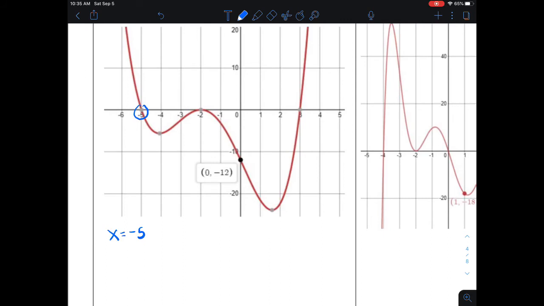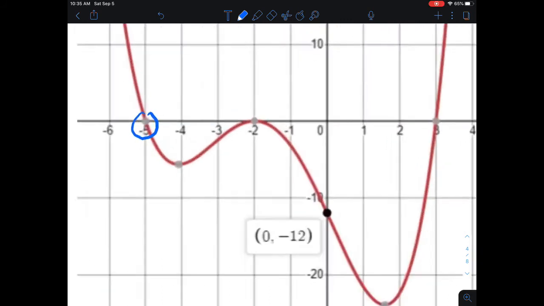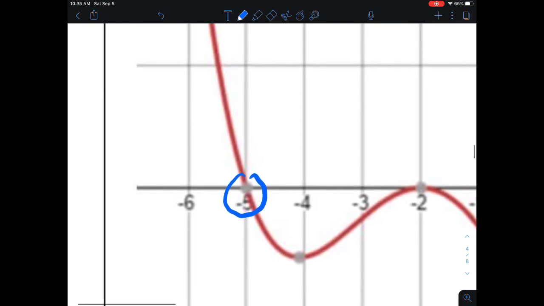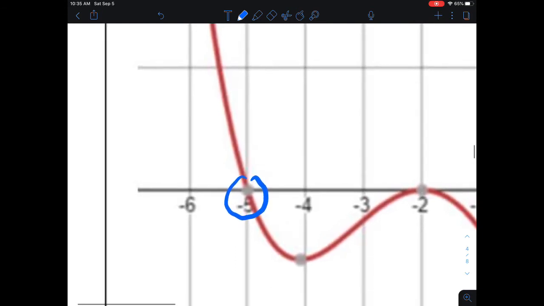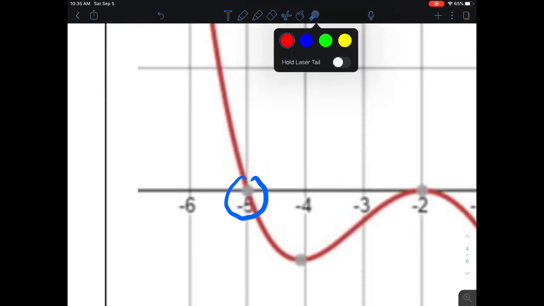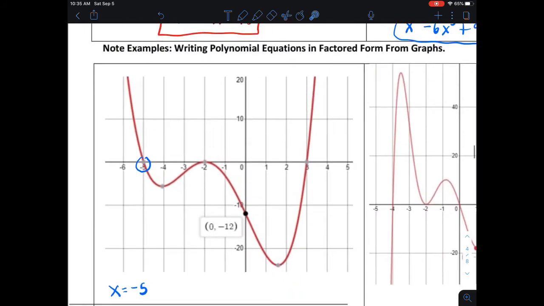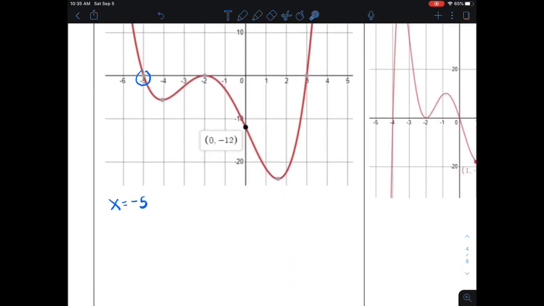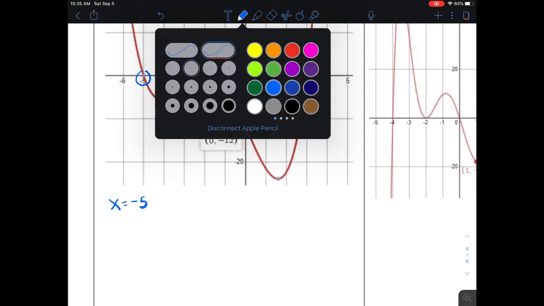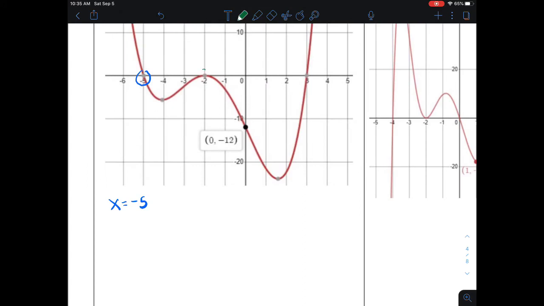Now, the multiplicity of that 0. If I was able to zoom way in on that 0, notice how the more you zoom in on that 0, the graph passes straight through. It starts to resemble a line. So since it resembles a line and passes straight through, we're going to say it's a linear factor, or it has a multiplicity of 1, and we're not going to write the multiplicity of 1. The second 0 we see is at x equals -2.